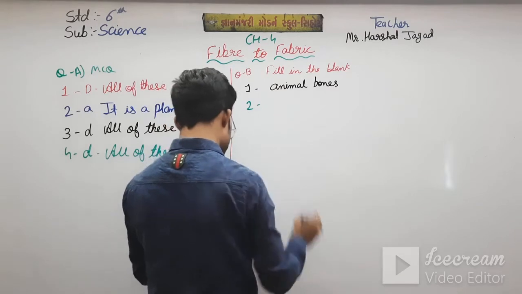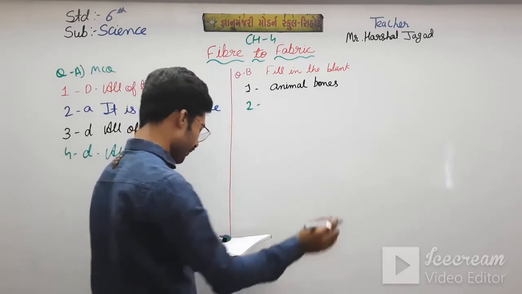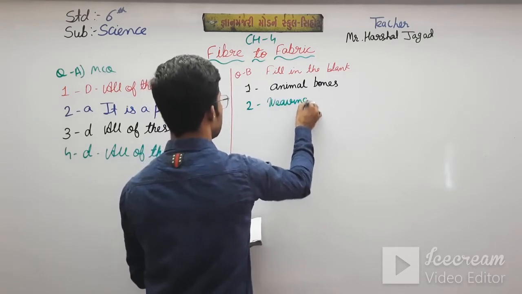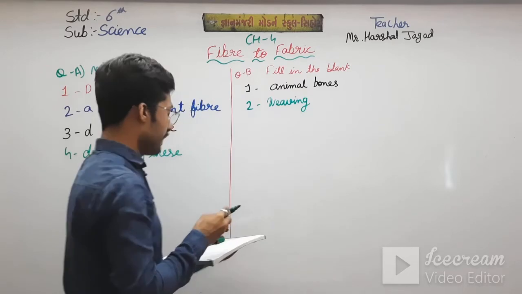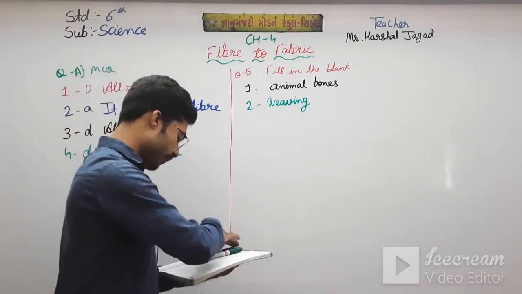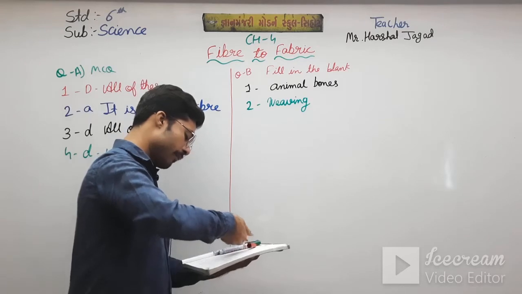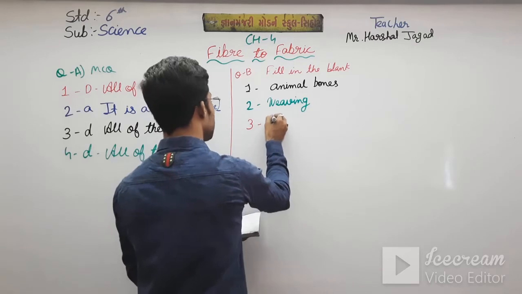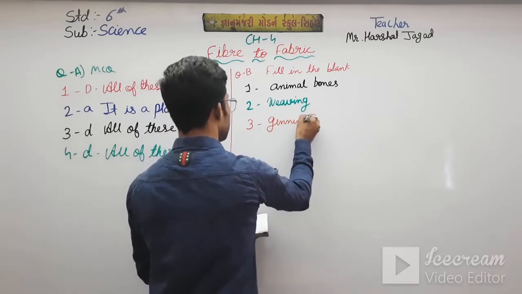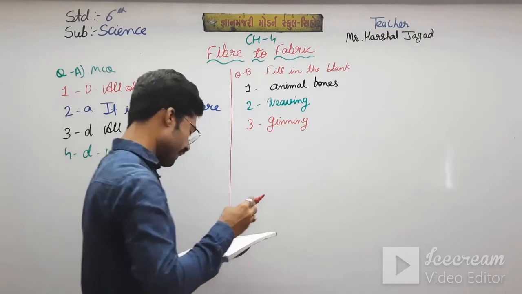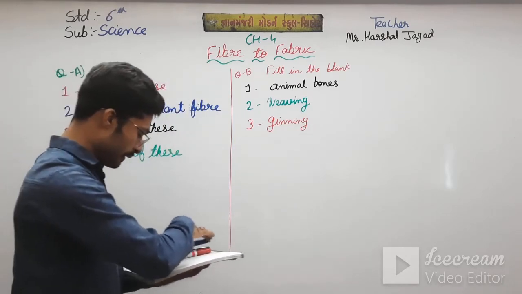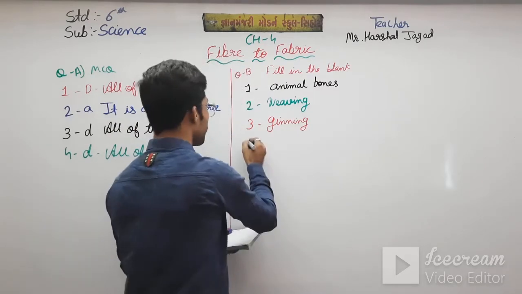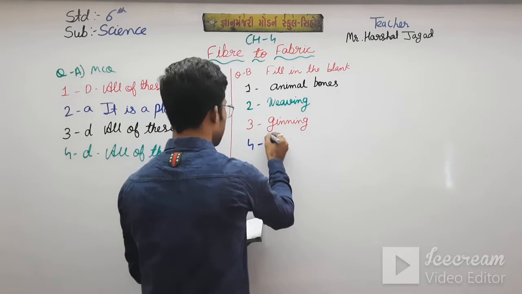that is dash is a process by which we use two sets of yarn. So that is weaving. And third one, during the process of dash the fiber is separated from seeds. Third one, that is ginning. Fourth one, in dash one yarn is used to make the fabric in the form of loops. Fourth one, that is knitting.